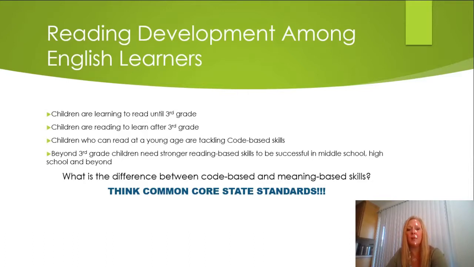Children who can read at a young age are oftentimes tackling code-based skills, and I'm going to define code-based skills later on in the presentation. Beyond 3rd grade, children need stronger reading-based or meaning-based skills to be successful in middle school, high school, and beyond. So what is the difference between code-based and meaning-based? I like to compare it to what we see in all the Common Core state standards. And I think the stat is that by high school, children are reading 75% informational text.